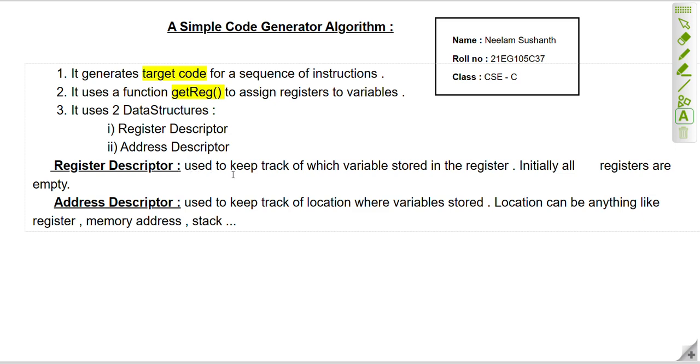Register descriptor is used to keep track of which variable is stored in which register, and initially all the registers will be empty. Address descriptor is used to keep track of the location where variables are stored, and the location can be anything like a register, memory address, stack, and so on. Now let us see the steps followed by the code generator.